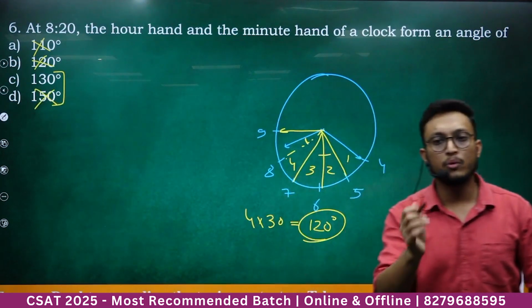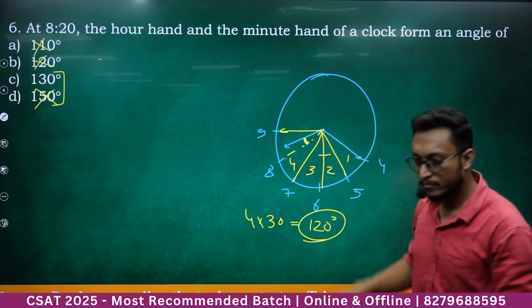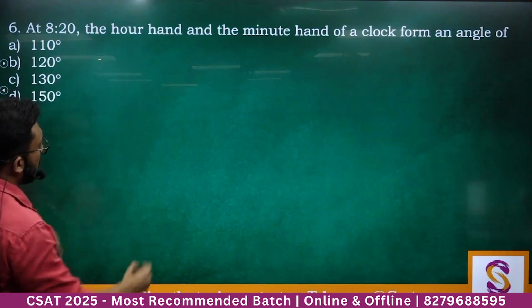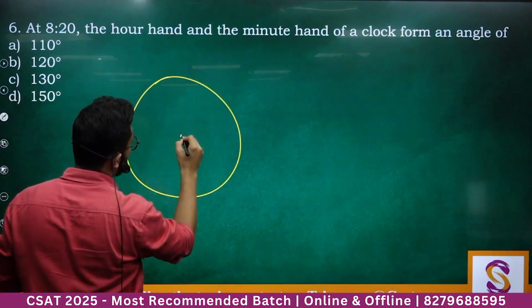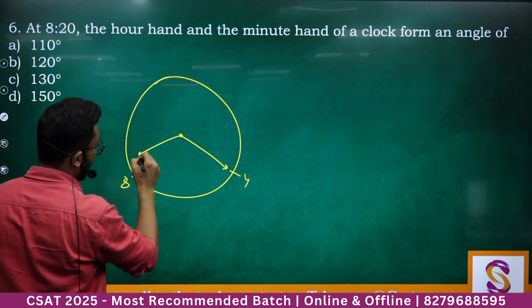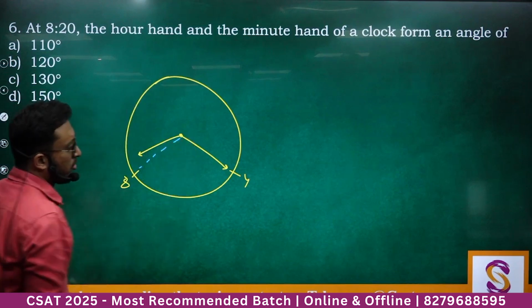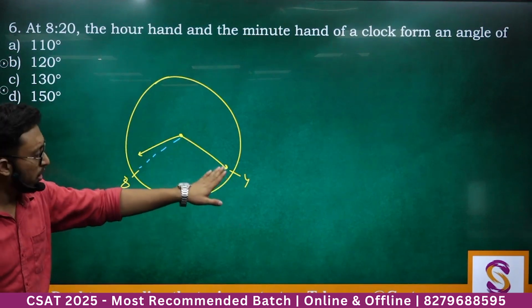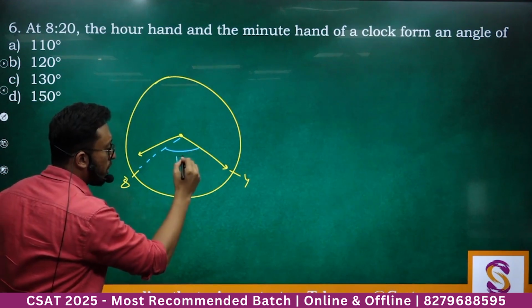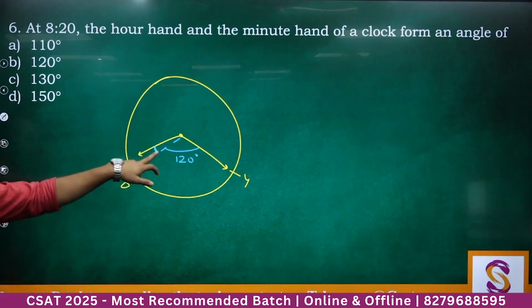But how to calculate that exact angle? How to calculate this? हाँ, चलो I'll erase. So one hand is at 20, at 4, other hand is slightly above 8. This I know it is 120 degrees. I need to calculate this angle. ये angle कैसे निकालूंगा?